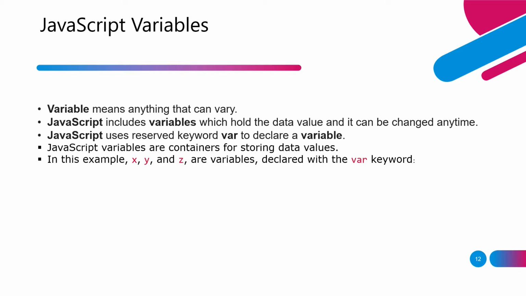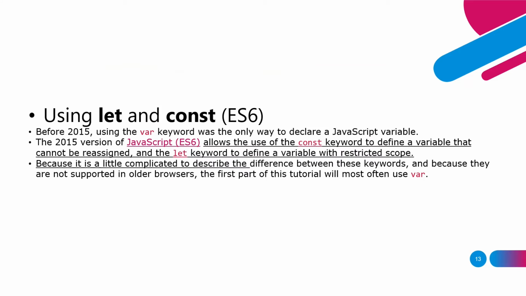JavaScript uses the reserved keyword var to declare a variable. JavaScript variables are containers for storing data values. In this example, x, y, and z are variables declared with the var keyword.